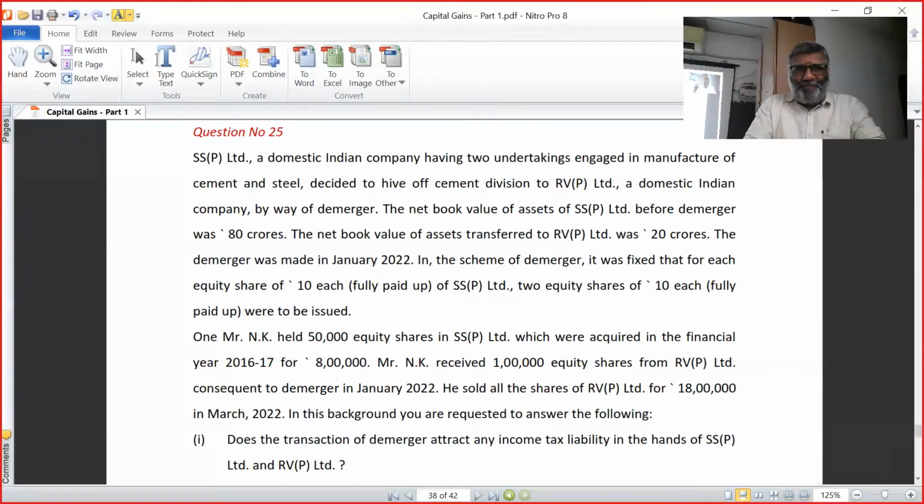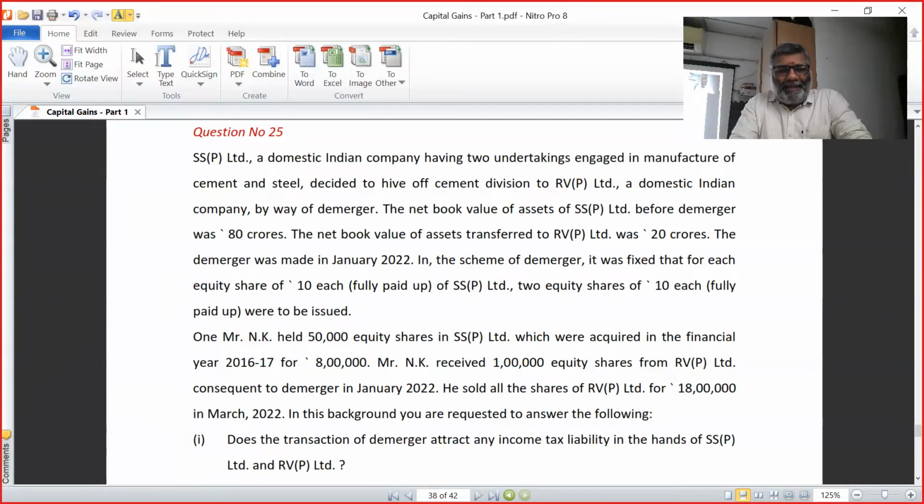You need not compute anything. The demerger was in Jan 22. In the scheme of demerger, it was fixed that for each equity share of rupees 10 each in SS Private Limited, 2 equity shares were to be issued by RV Private Limited.